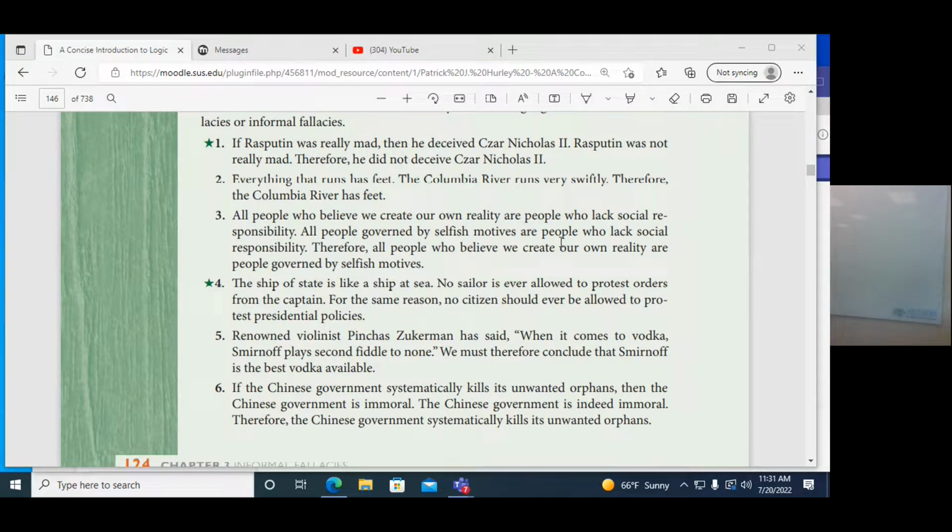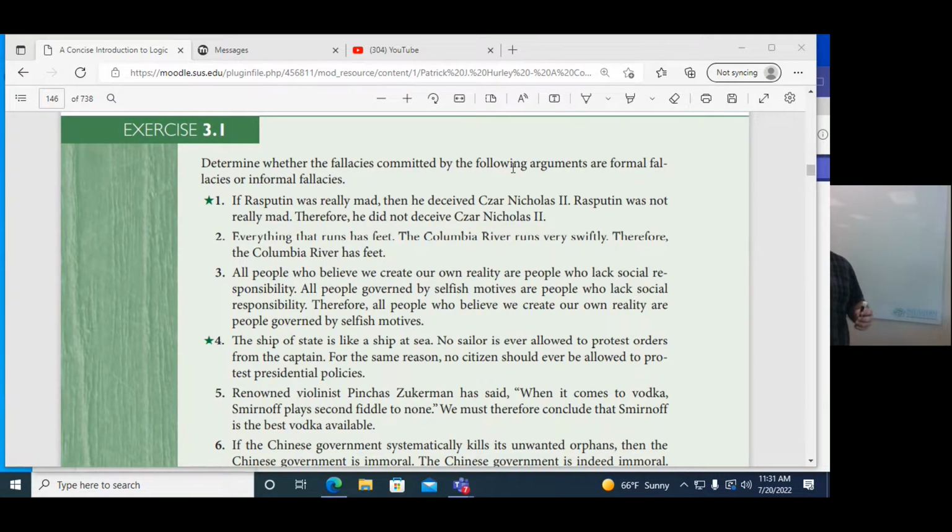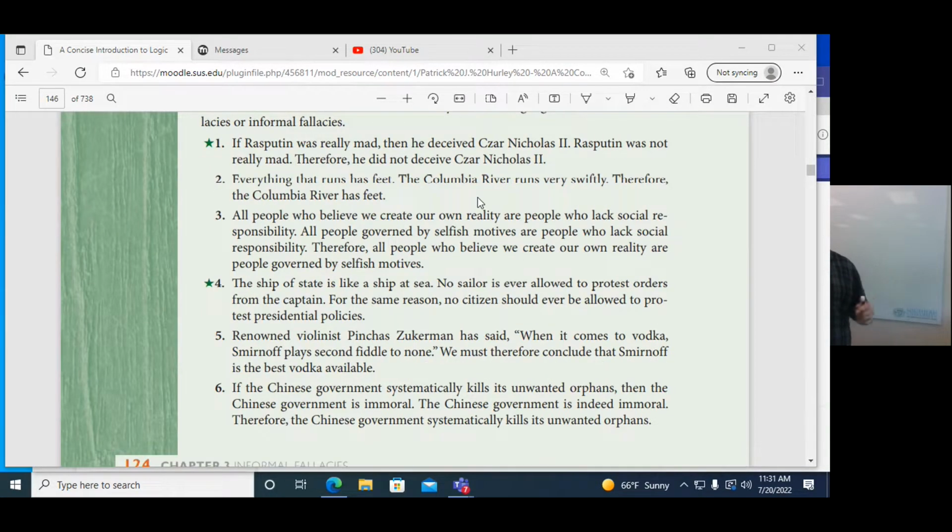So you need to decide, is this a formal fallacy or informal fallacy, right? So determine whether the fallacies committed by the following arguments are formal or informal, right? So they're tracking the distinction. So you know immediately that you should be able to infer that there's going to be no tricky ones here. There's going to be no real good ones, right?